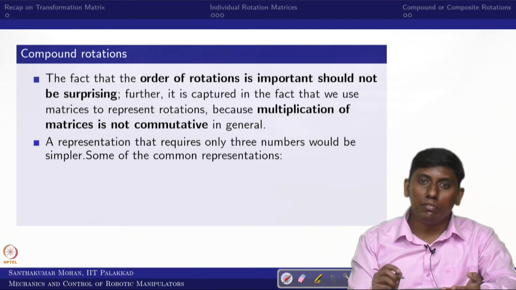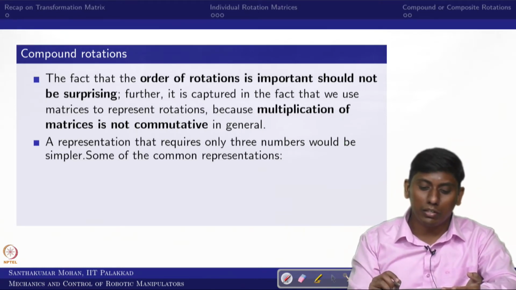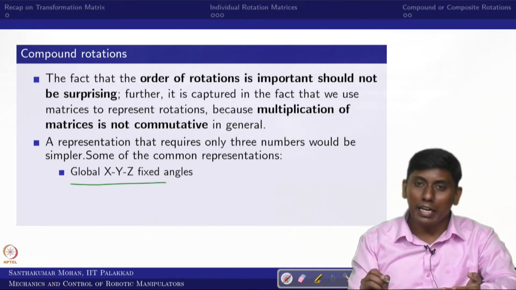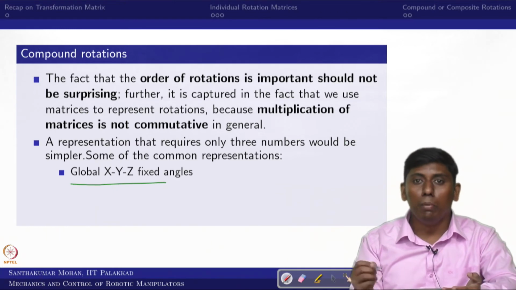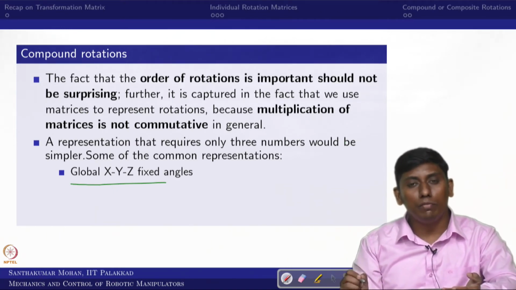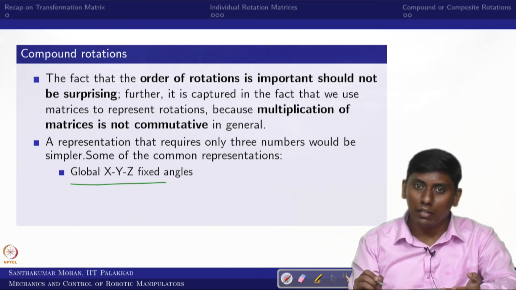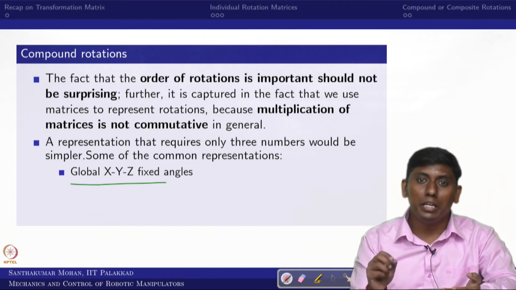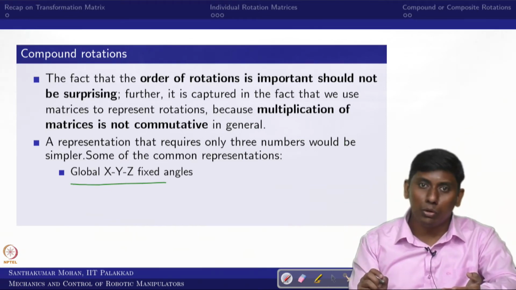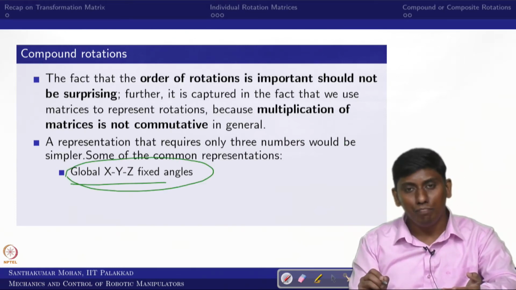So before that, we will see what are the general compound or composite rotation representations. One would be what we call global XYZ, in the sense of a global roll pitch yaw. Roll pitch yaw is usually defined with respect to the mobile frame, but here we call it a fixed angle, so you would be rotating with respect to the inertial frame. The inertial frame is rigidly fixed with respect to the earth. That's why we call it a global XYZ fixed angle.